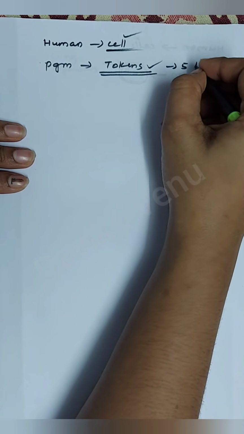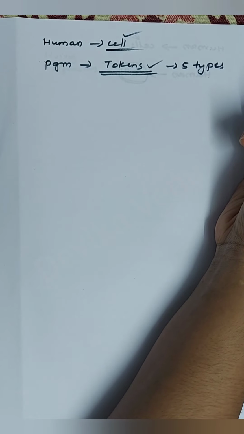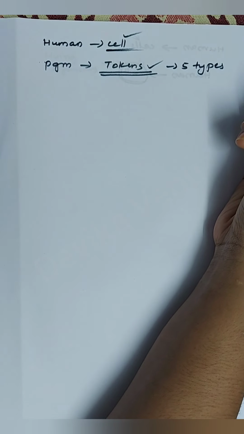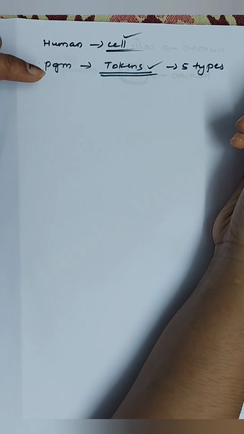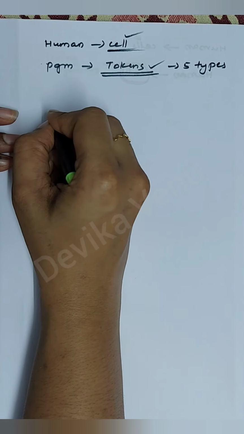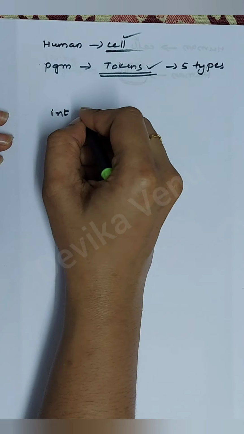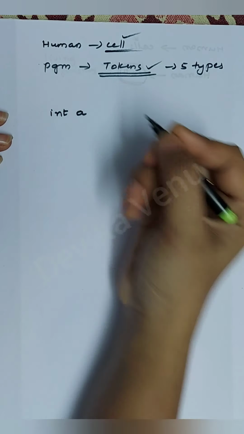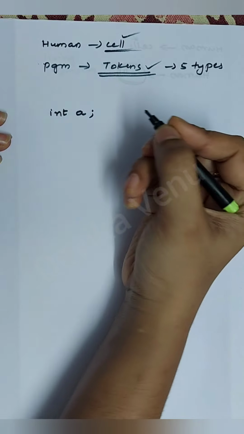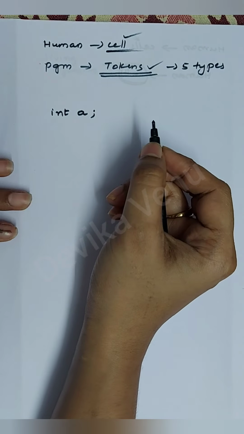There are 5 types of tokens, and I will write one line. I will write a line of one program here, and I will make you understand what these 5 types of tokens are. Okay, and here I am writing int a. So this is one line of a C++ program.